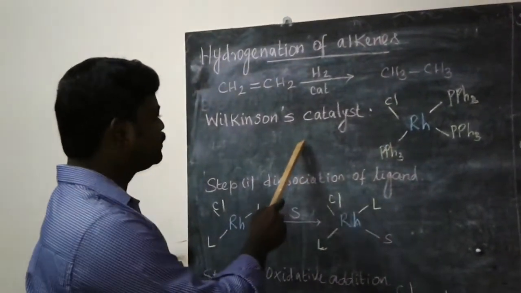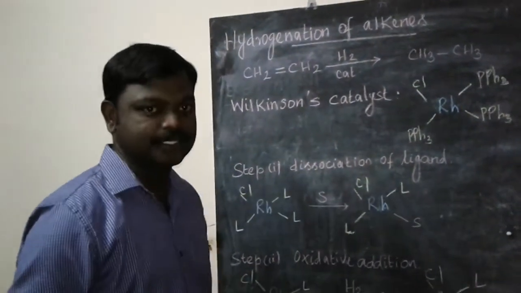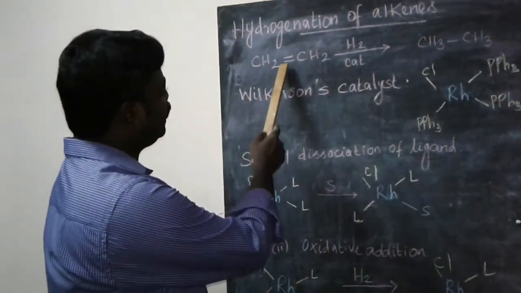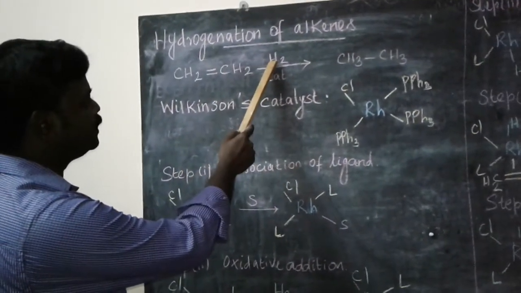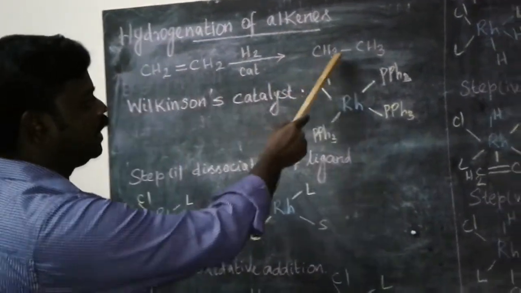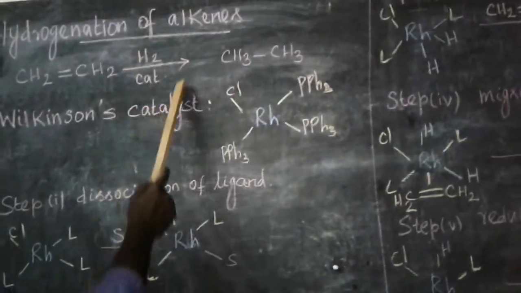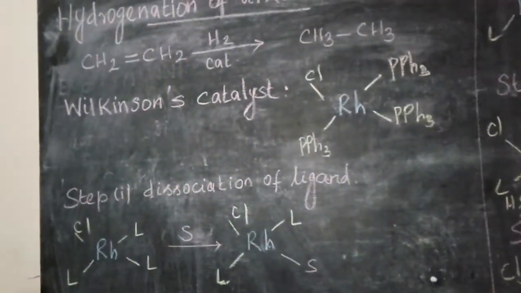So this catalyst is used in the hydrogenation of alkenes. So you know that alkenes have a double bond, and hydrogenation means addition of hydrogen. So when hydrogen adds to an alkene, it gives an alkane. For this reaction, we need a catalyst. That catalyst is called Wilkinson's catalyst.